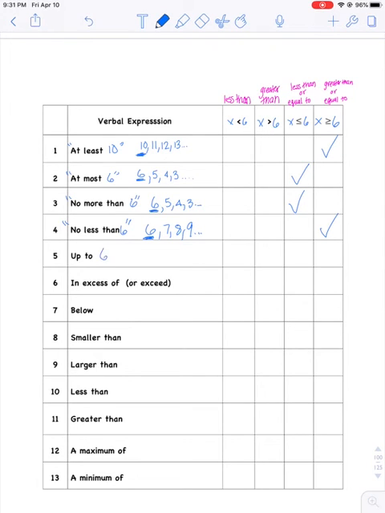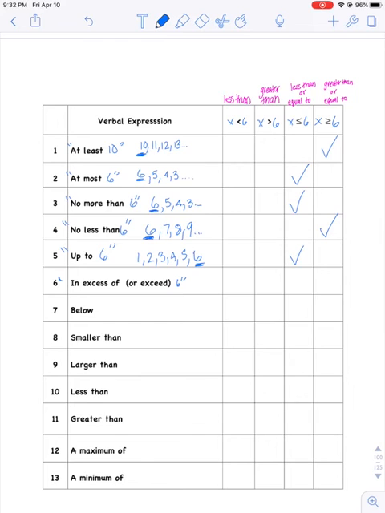All right, we'll keep going. What are some numbers that are up to 6? Well, 1 is up to 6, 2, 3, 4, 5, is 6 up to 6? Yeah, I think they're saying that like 6 is the maximum of what we could have. So I want less than or equal to, because I put numbers that are less than 6 or equal to 6.